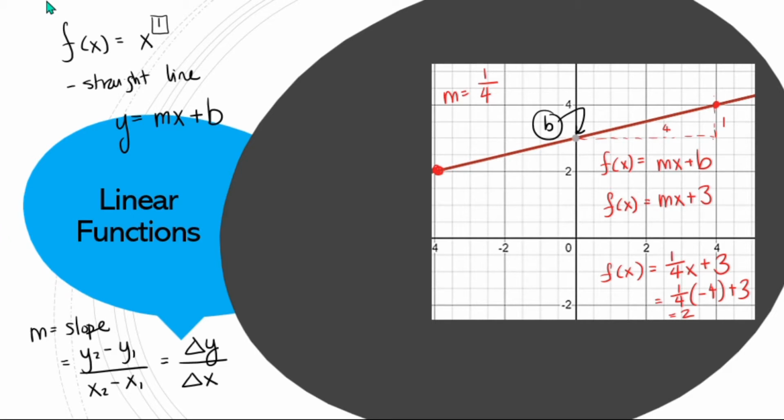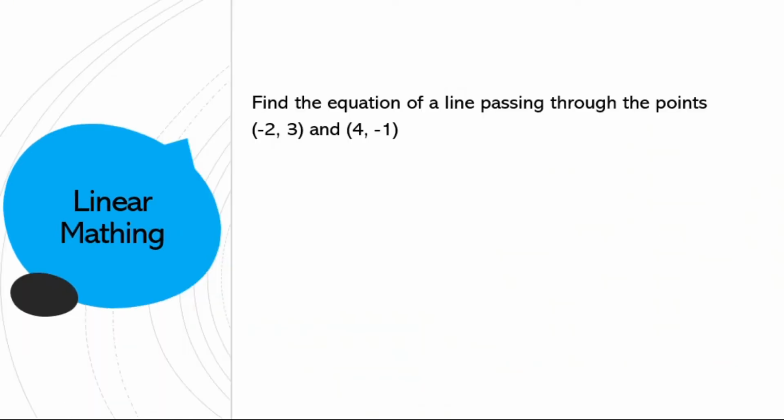You can also use your slope formula to find the slope from 2 points, and that works well when you don't have a picture in front of you. So let's go check that out. Here we go. Find the equation of a line passing through the points (-2, 3) and (4, -1). So we have 2 points. I'm not great with x and y. I tend to flip them, so whenever I do these questions, I always label my points so that I put things in the right place.